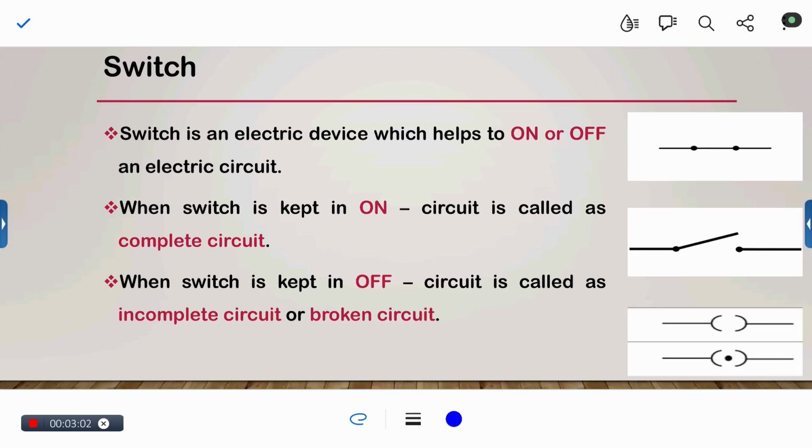The next component you are having is the switch. For what purpose are you using the switch? In order to turn an electric circuit on or off. When the switch is on, it is called a complete circuit. When the switch is off, it is called an incomplete or broken circuit.